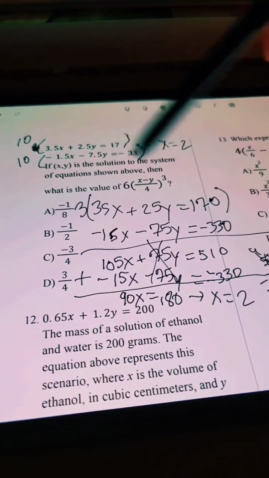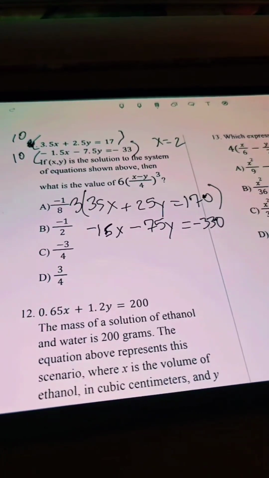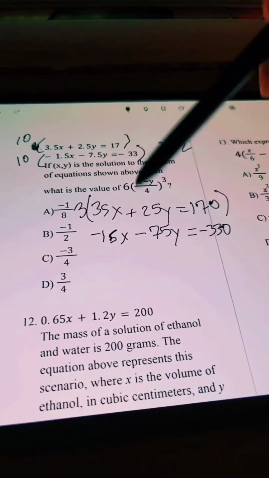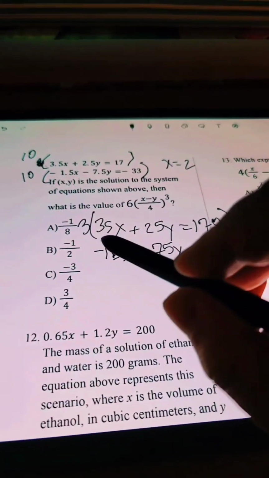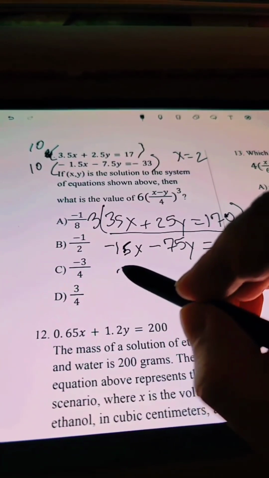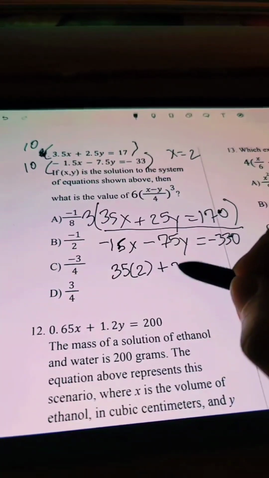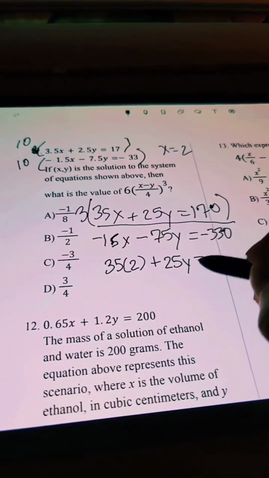So now, all I have to really do is plug in 2 for x, and I could find y from either of these equations. I'm going to start by just doing this one so I don't have to work with negatives. You could do the other one if you want to as well. So I'm going to say 35 times 2 for x plus 25y is equal to 170.